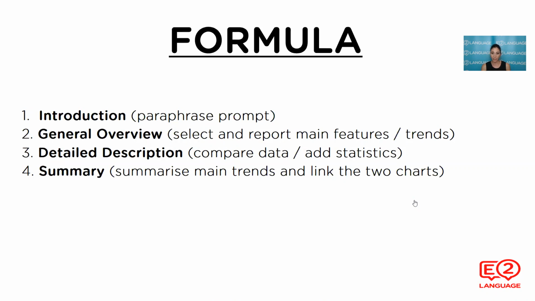You're then going to write a general overview. This is where you select and report the main features or trends without mentioning statistics. Then you write your detailed description where you compare the data and add statistics. And then finally, you end with a summary of the main trends again.